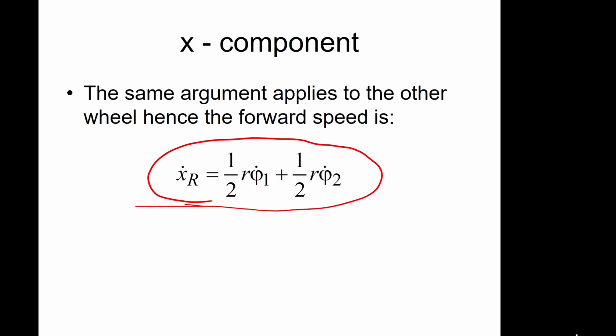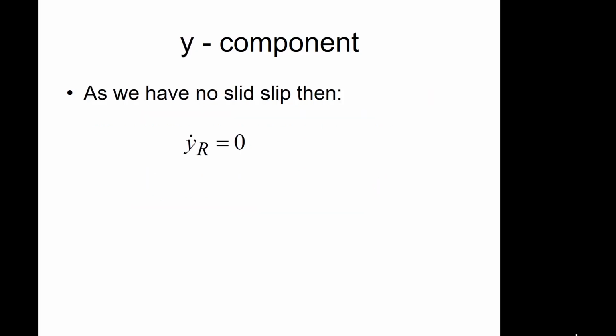If we consider the y component of velocity, a differential drive robot cannot move sideways, so it's got 2 standard wheels, and standard wheels don't slip sideways. So we can say the y velocity of the robot is going to be 0.